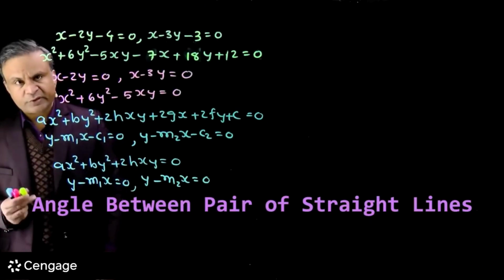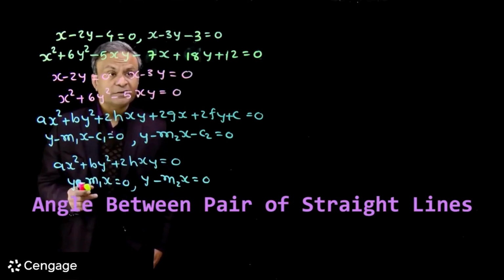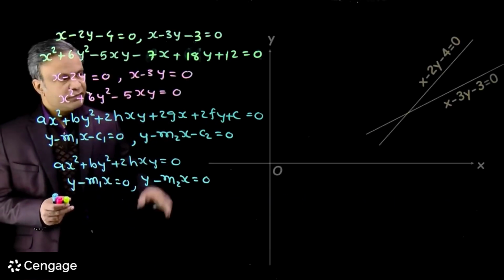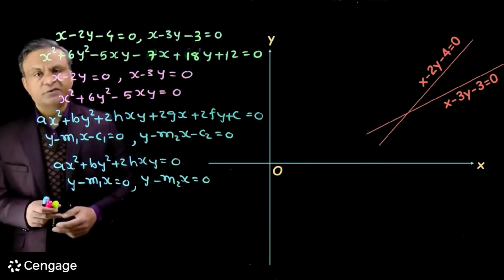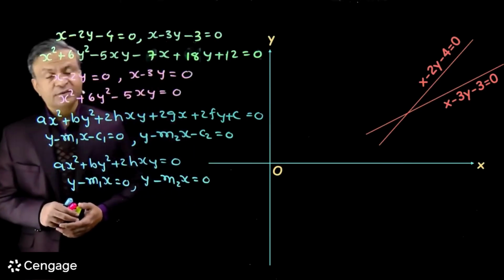Consider this equation of pair of straight lines x square plus 6y square minus 5xy minus 7x plus 18y plus 12 is equal to 0. We have equations of component lines x minus 2y minus 4 is equal to 0 and x minus 3y minus 3 is equal to 0.